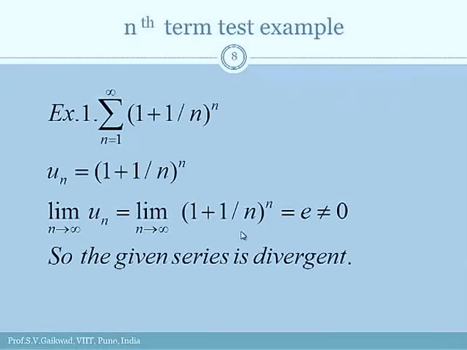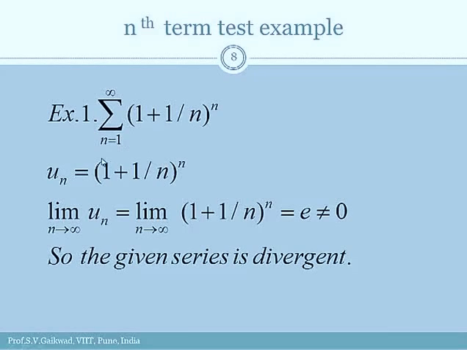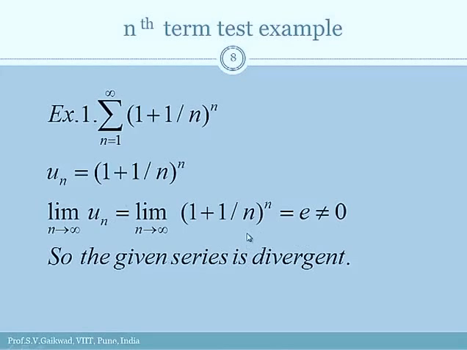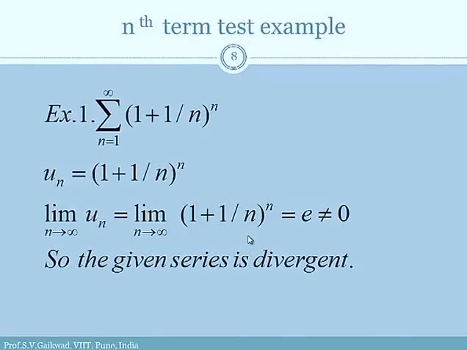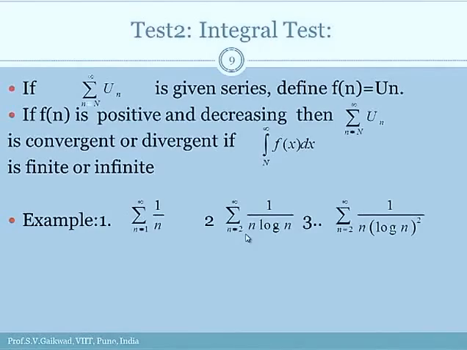These are examples here. This first example, 1 plus 1 by n raised to n. If you take the limit as n tends to infinity, you get e, a standard formula, which is not equal to 0. So this series is divergent. Limit of un is not equal to 0, so the given series is divergent. I repeat again, if the limit is 0, you cannot decide the convergence of the series by this test.